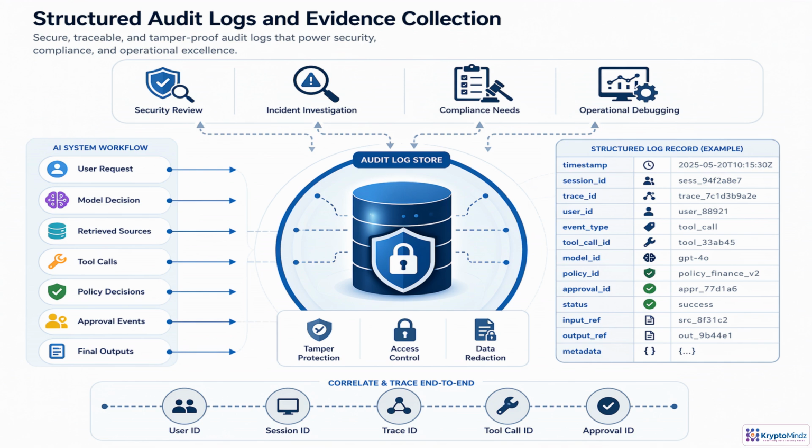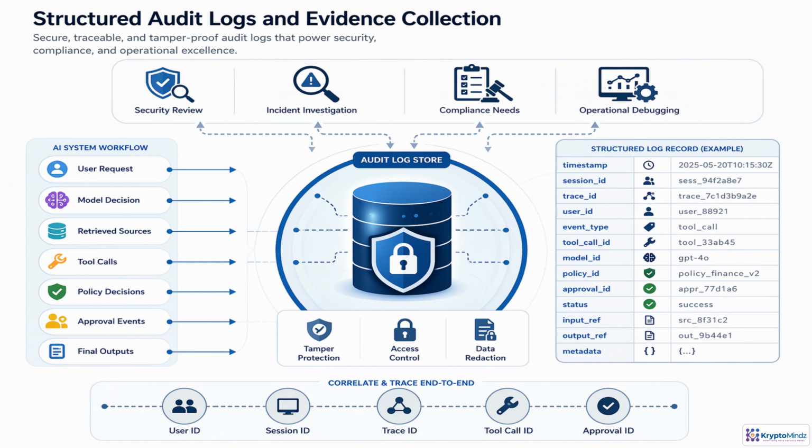A production AI system needs evidence for every important step: the user request, model decision, retrieved sources, tool calls, policy checks, approvals, and final output. Structure matters. Instead of vague text like "tool failed," record searchable fields such as trace ID, user ID, tool name, policy result, risk score, approval status, and redaction applied. That makes reviews faster and investigations more reliable.